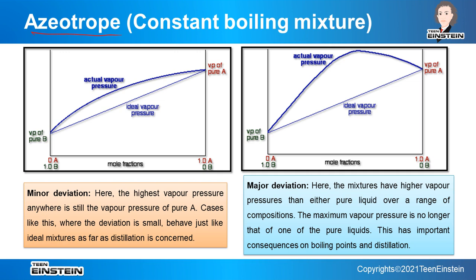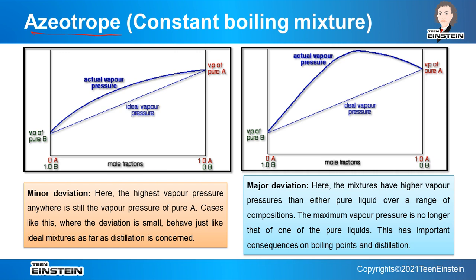Here also we will see deviation from ideality, but when it is deviated from ideality, depending on whether it is positive deviation or negative deviation, two types of azeotrope may be formed. So first you will see here we have deviation which is positive.